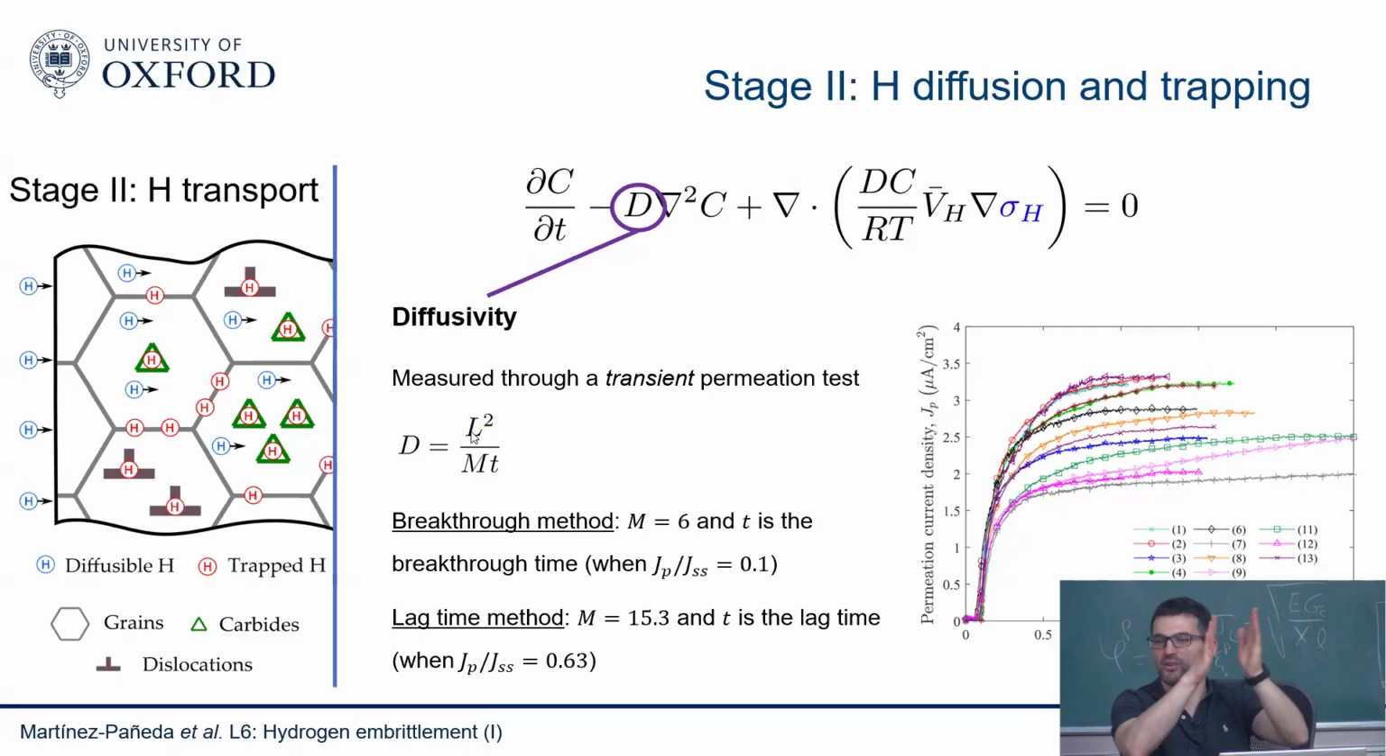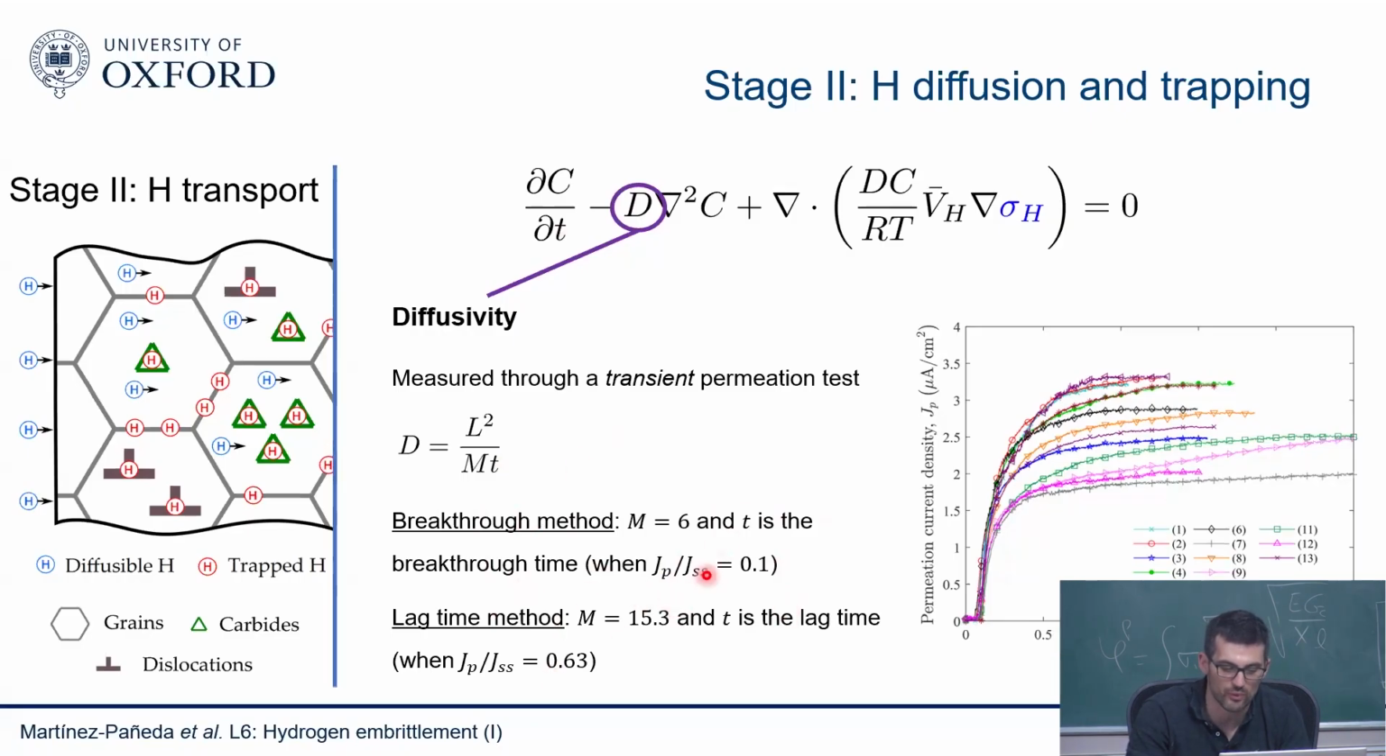So this is the same permeation experiment that I discussed before. T is time, and N depends on your method. For the breakthrough method, N is 6, and T becomes the breakthrough time. That is when this current is 0.1 of the steady state current. And then the lag time method. These are the most widely used techniques. All these tests are standardized.